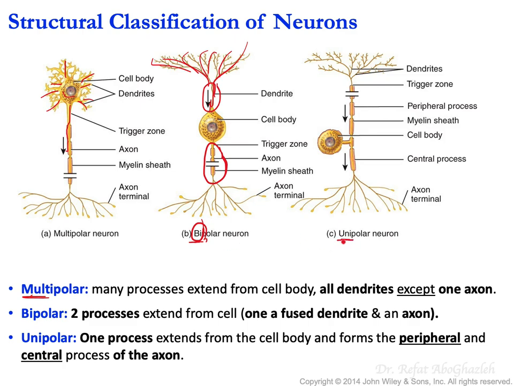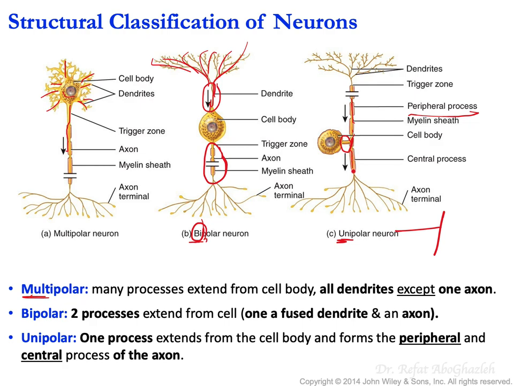But the unipolar neuron, this is the cell body. From the cell body, just one process extends out and forms a T-shape. Look, it's like a T, right? So just one process comes out from the cell body, then it divides, as you see here, forming peripheral and central processes. This is the peripheral process, right?